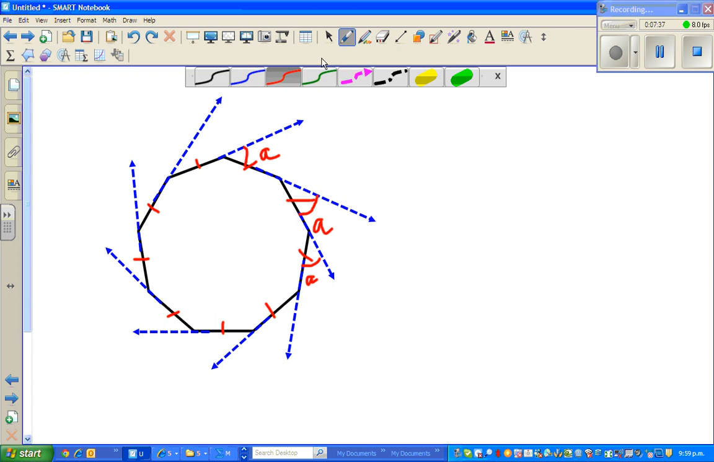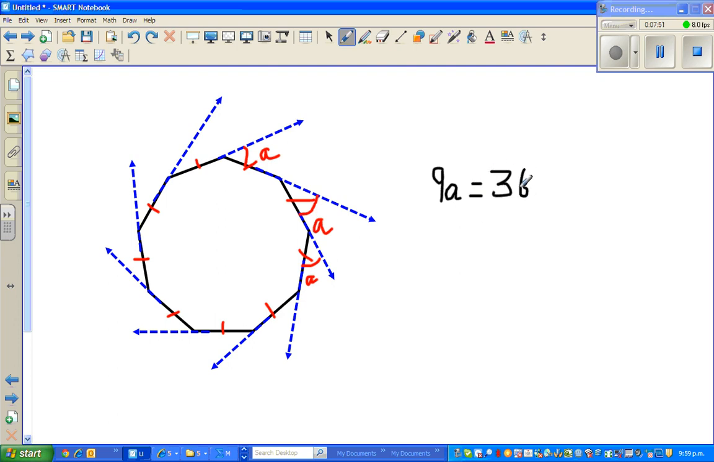So what can I say? I can say 9 times A. Okay, means adding A 9 times is the same as multiplying A with 9. So 9 times A is 360. You can divide both sides by 9. So if I divide this side by 9, I have to divide this by 9. So I can say A is equal to 40 degrees. So this is a neat number. So this is 40 degrees.